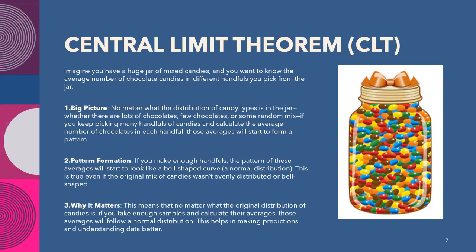This is true even if the original mix of candies wasn't distributed evenly with a bell-shaped curve. That's true to some extent. Sometimes people hack this and they only have a certain number in there. But if it's truly random, and we can just dump it right out of the bag, this should work. So this means that no matter what the original distribution of candies was, if you take enough samples and calculate their average, those averages should follow a normal distribution. That helps with predicting and understanding your data better.